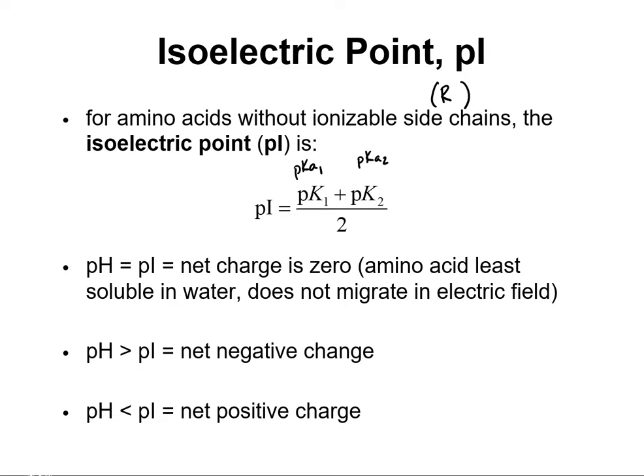When you have pH that's equal to the pI, the net charge is 0. Your amino acid is not really going to be that soluble in water, and it doesn't migrate in an electric field. It's got no charge. When the pH is greater than the pI, you're going to have a net negative charge. And when the pH is less than the pI, it's going to be a net positive charge.